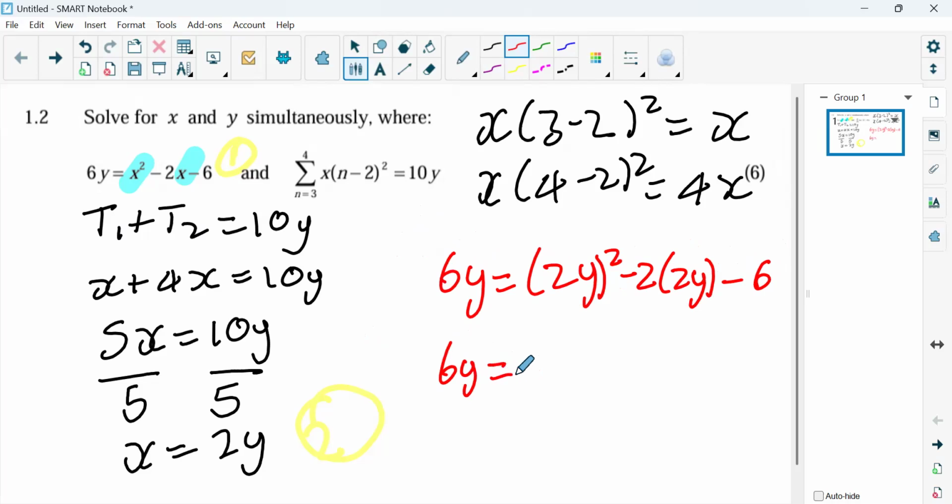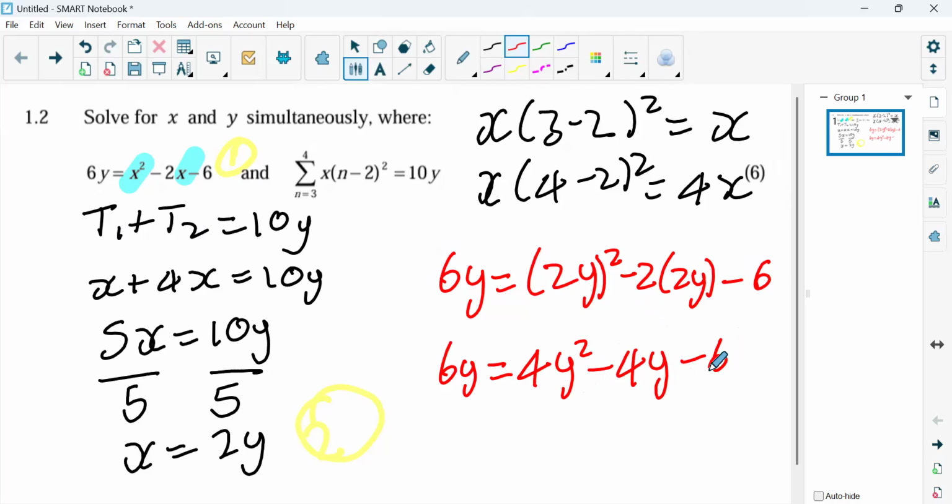And then if we say (2y) all squared, it gives us 2y squared, repeating the bracket 2 times. So we have 4y squared. And then we have minus 2 multiplied by 2y, which is minus 4y. Okay, and then we have minus 6.